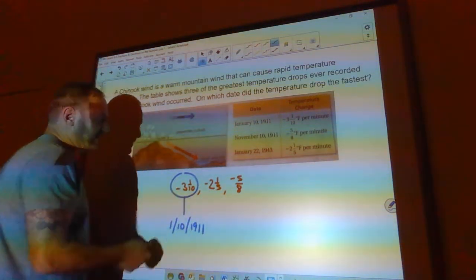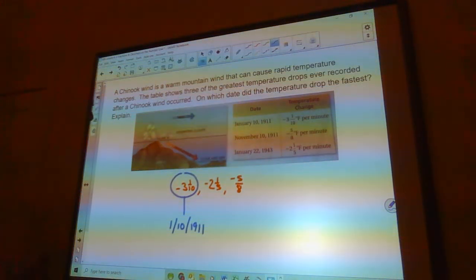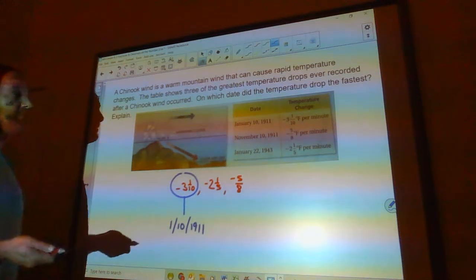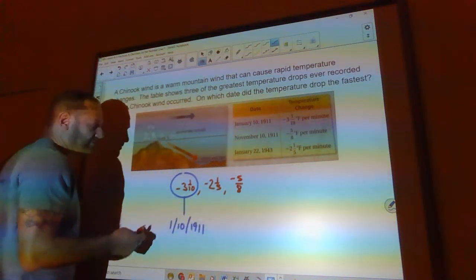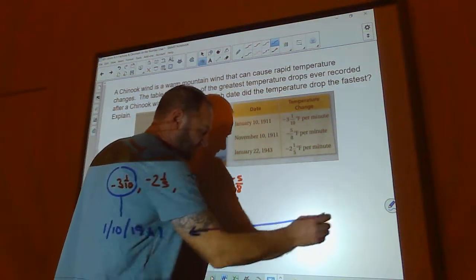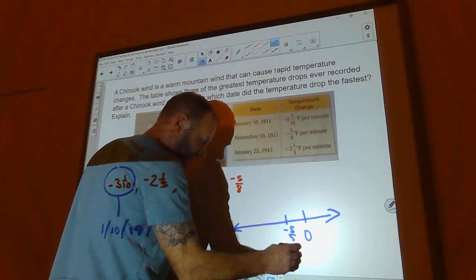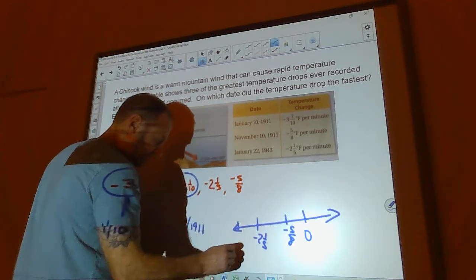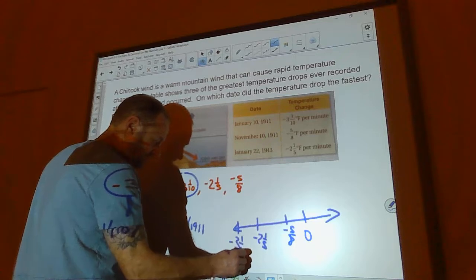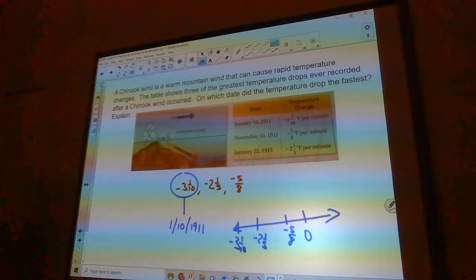All right. Now, why do you say that? Well, that's the furthest distance away from 0. So 0 is where the temperature would not change. And as you're getting further and further away from 0 on the left side, here's 0, here's -5/8, here's -2 1/5, and -3 1/10 would be over here. As you get further and further away from 0, the temperature is dropping quicker and quicker.